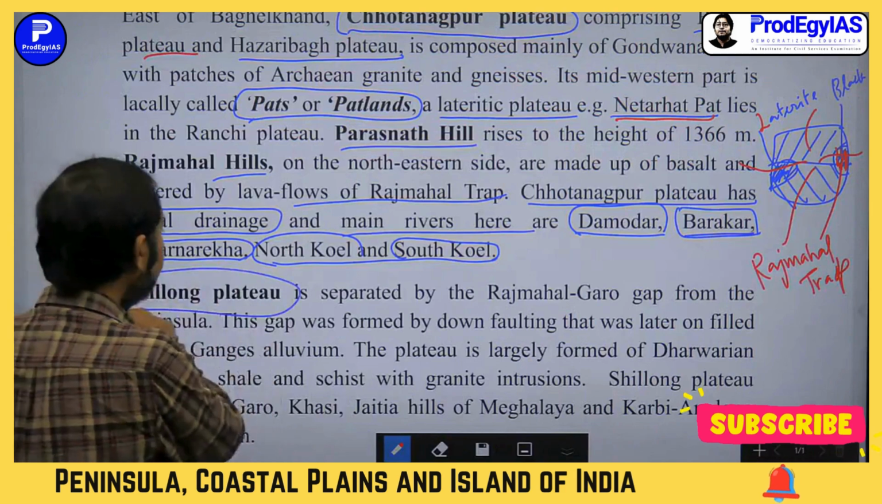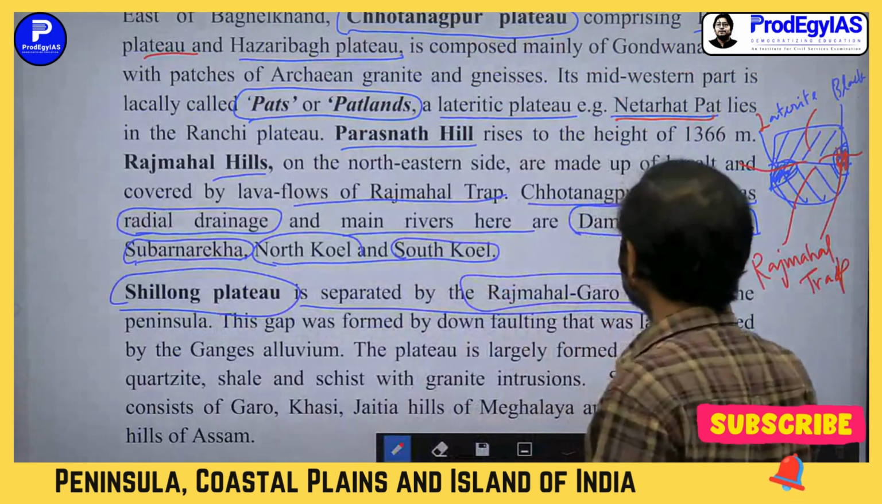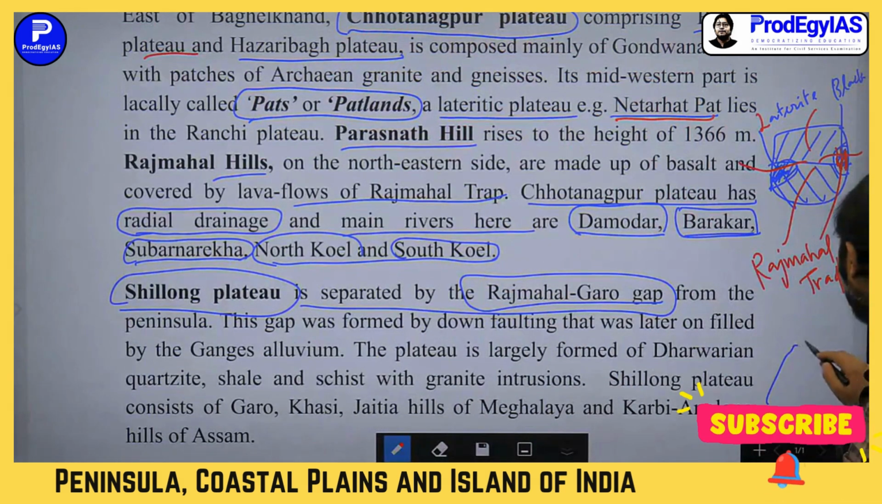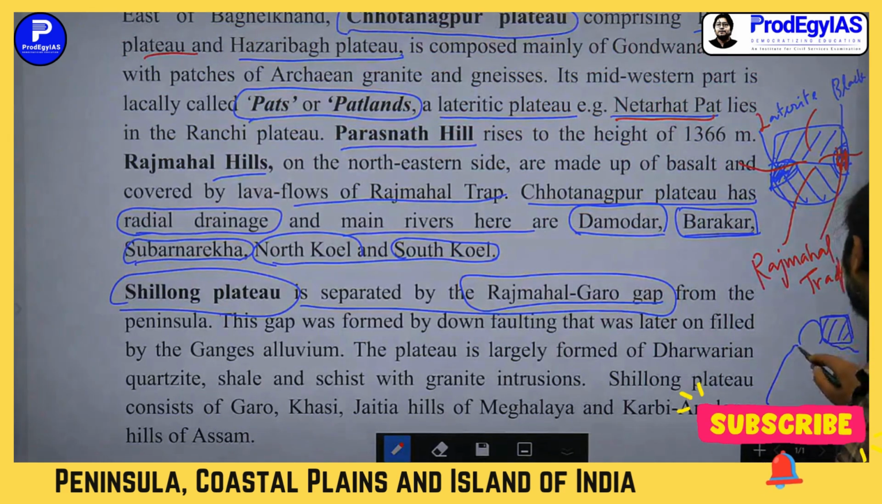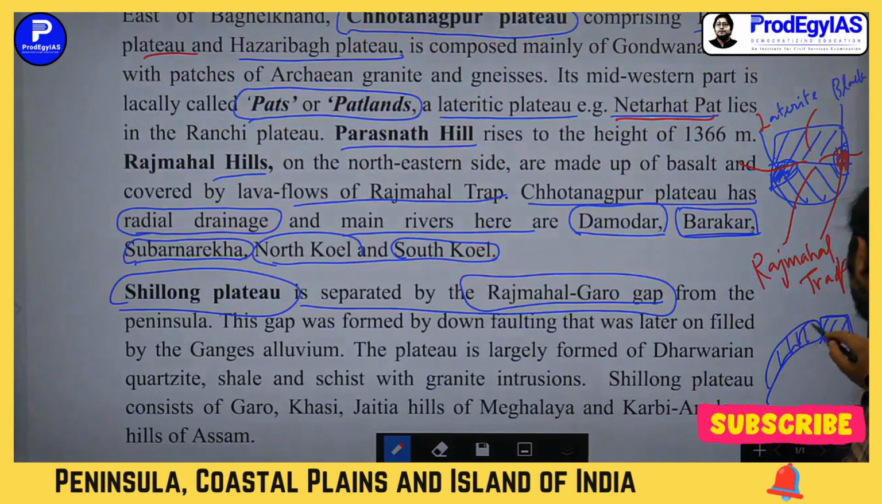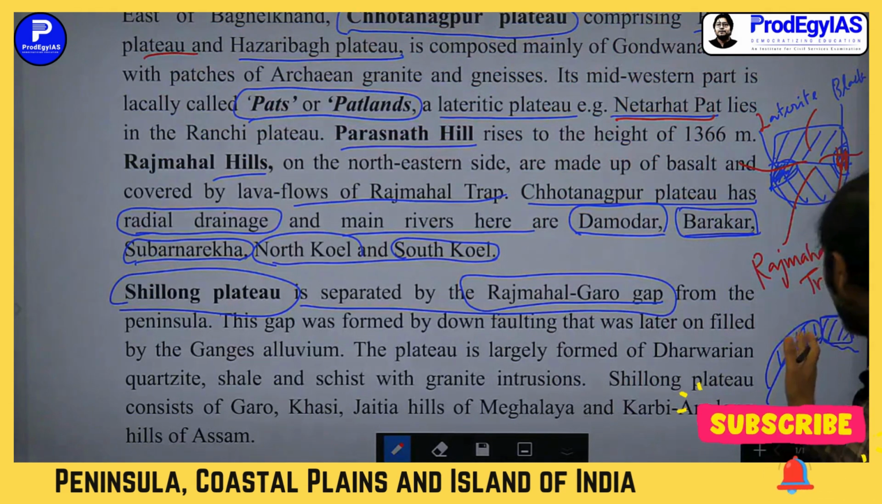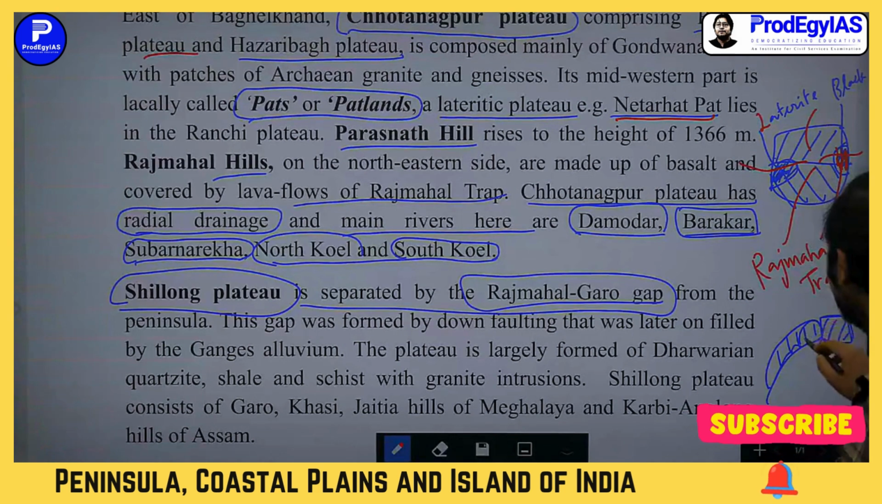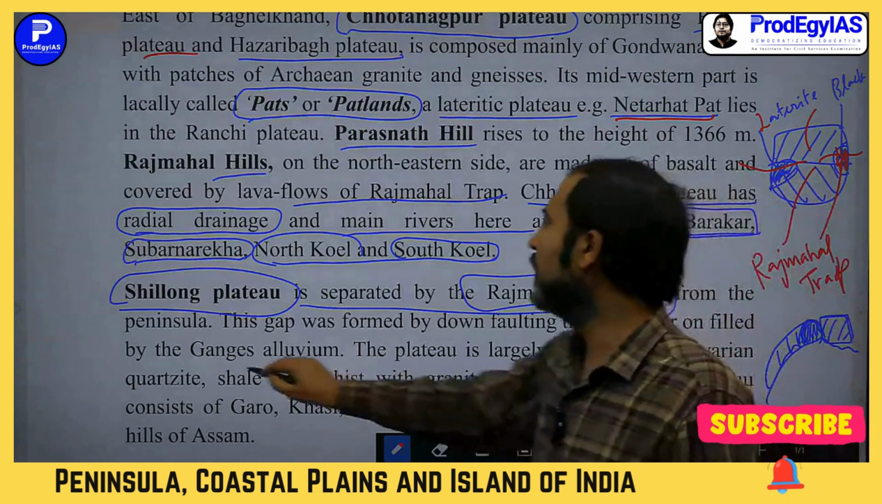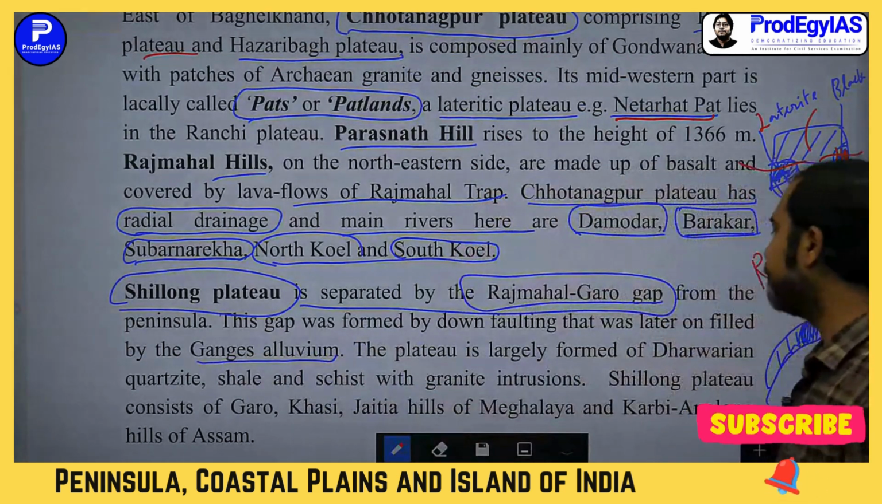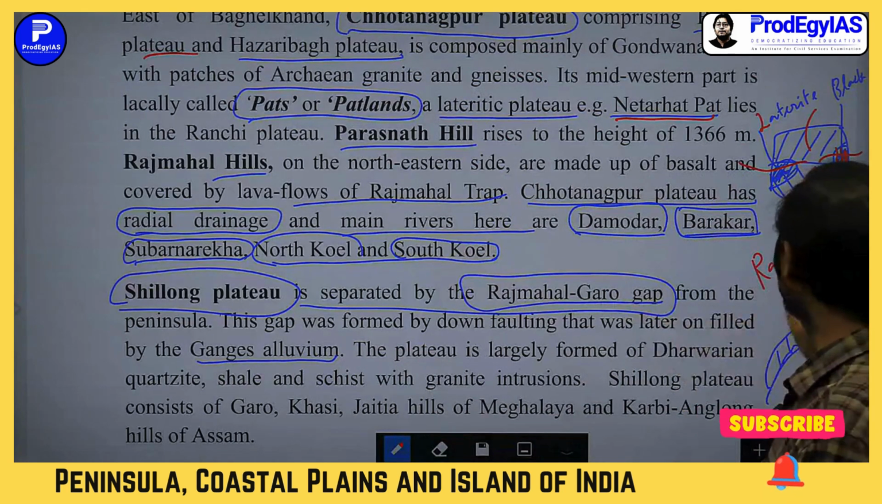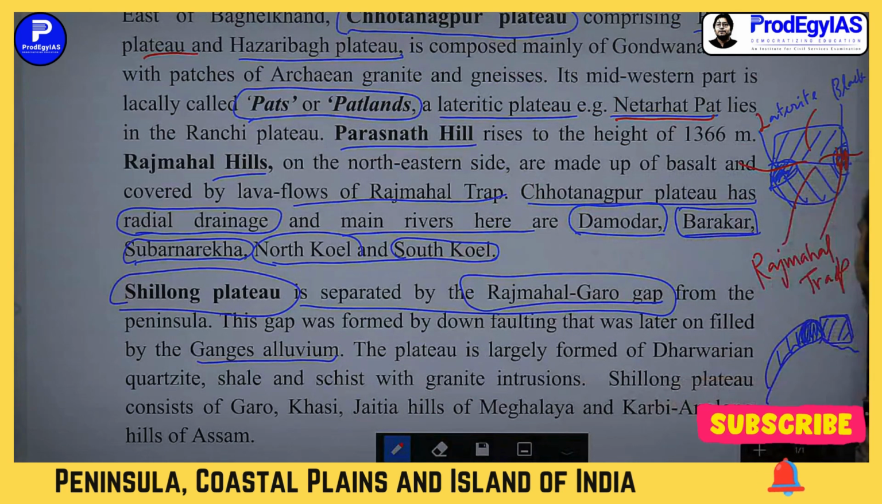Then comes the Shillong Plateau. It is separated by the Rajmahal-Garo Gap that I have just discussed. There is a gap from this structure, and previously this Shillong Plateau was a continuous attachment of this part, Chota Nagpur or this structural peninsular part. But later on, because of some upheavals, possibly the same time when the Rajmahal Trap was formed, a gap was made here, and that gap was later filled by the Ganges alluvium, right? So this is the Rajmahal-Garo Gap, just nearby the Rajmahal Hills, Shillong Plateau.